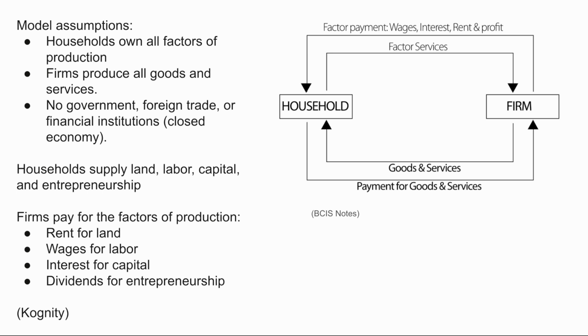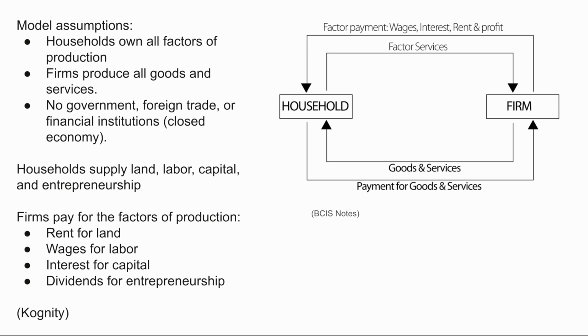I'll also talk about the closed economy model. So, what the closed economy is that we have a household and a firm. A household, as we talked about, owns all of the factors of production, this being land, labor, capital, and entrepreneurship. And then firms produce all goods and services. In this closed economy model, we don't have government, foreign trade, or financial institutions. It's a closed economy. These institutions, government, foreign trade, and financial institutions, are included in the open economy.